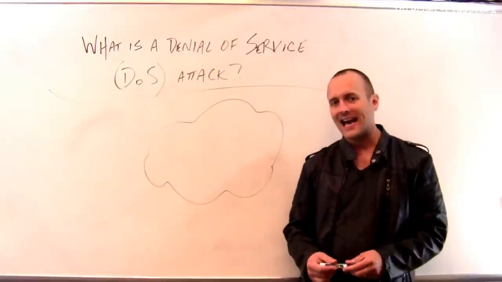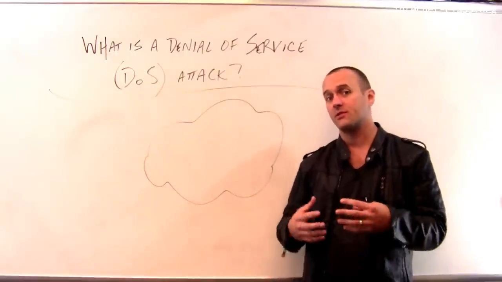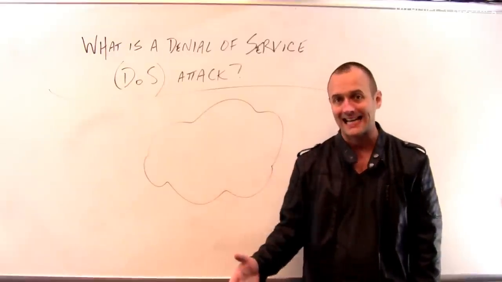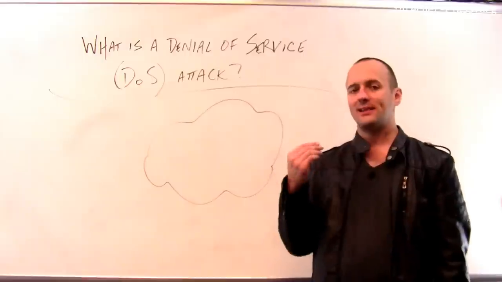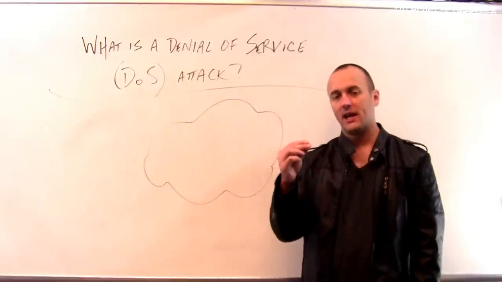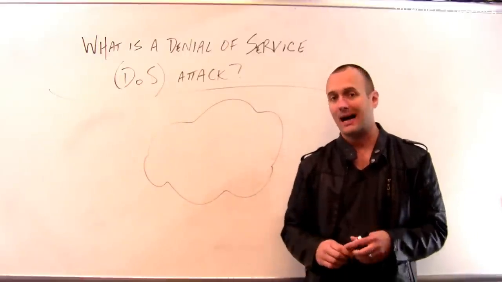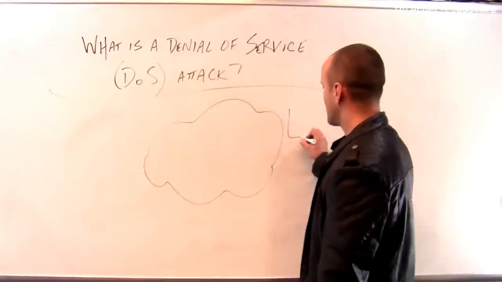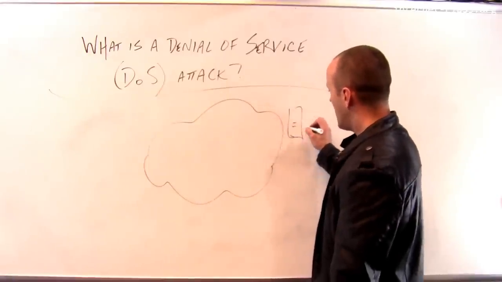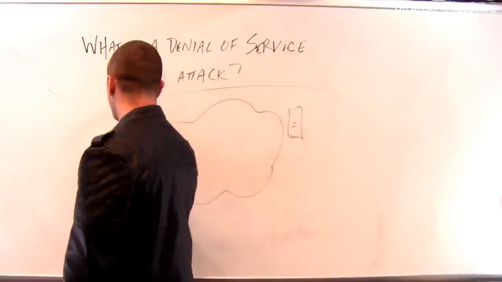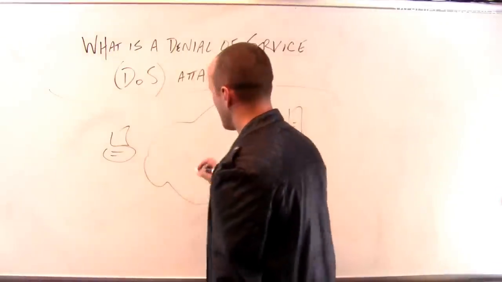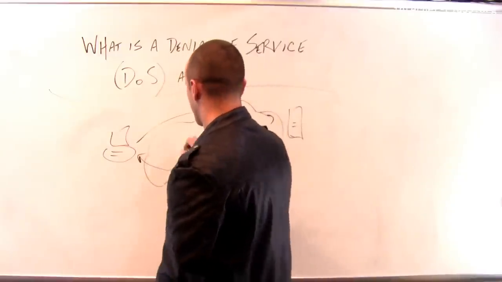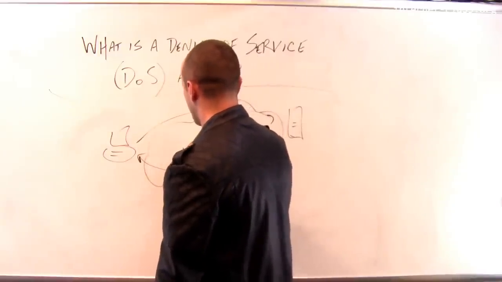A common attack that's launched on websites and other types of web services across the internet is something called a denial of service attack. A denial of service attack attempts to prevent a website or some web service from operating normally by overwhelming it with requests. So let's say I have a web server. Normally, I'm over here with my computer and I make some request to that web server, and the web server sends me back some sort of resource, some sort of HTML document or something like that.